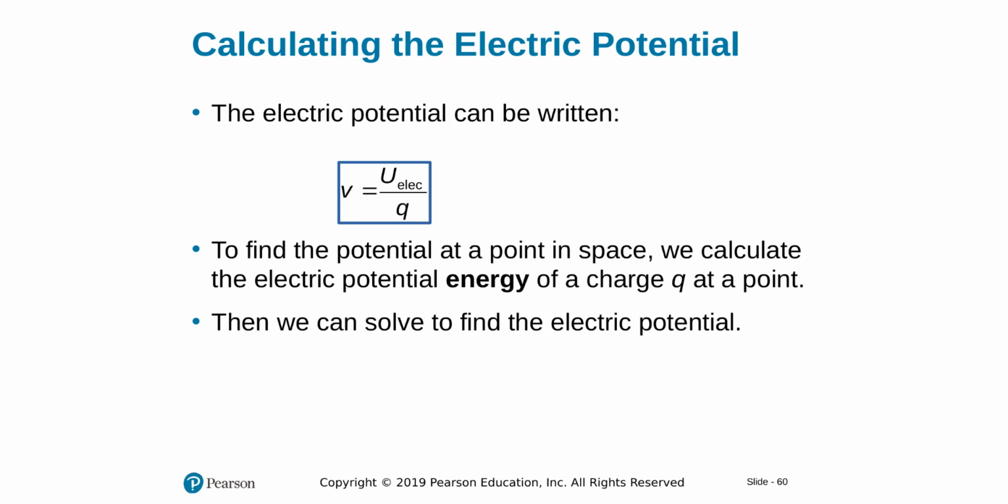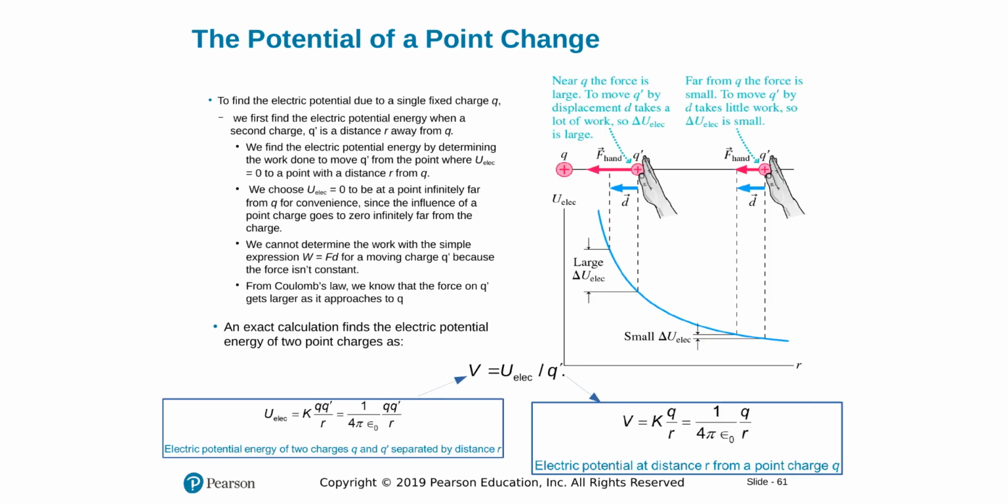We learned that the potential can be expressed as electric potential energy divided by the charge. We can use this with a symbolic setup. We have charge Q here. It will have its electric potential around. If we bring another charge Q prime close by it, we'll do a work. That work will be an electric potential energy. We can calculate the electric potential energy using this equation here.